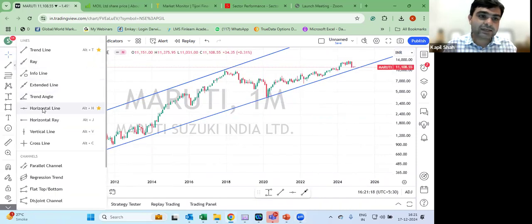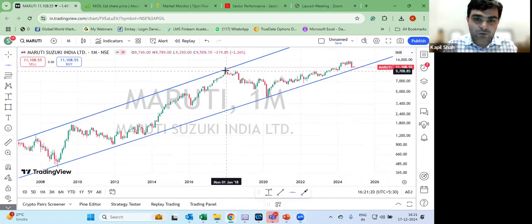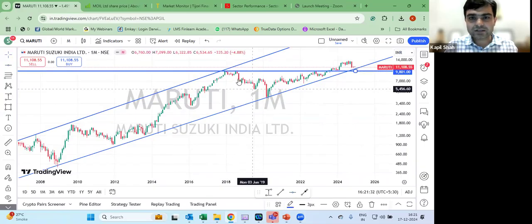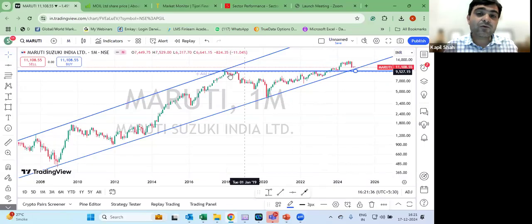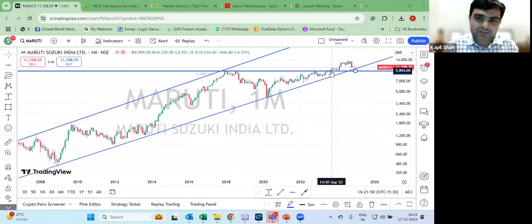So this level has acted as a resistance since this particular point, and this high was encountered in December 2017, and right now we are into 2024. So one time, two times, three times, it has been acting as a resistance. For how long has this particular base acted as a resistance? Since 2017, and prices started to move above this horizon line in 2023. So almost 6 to 7 years.